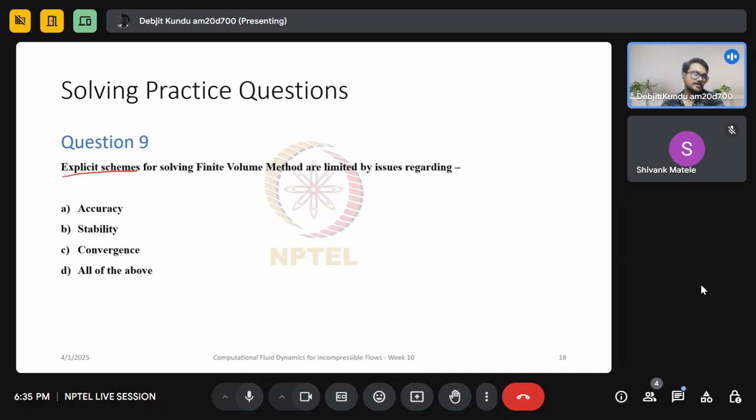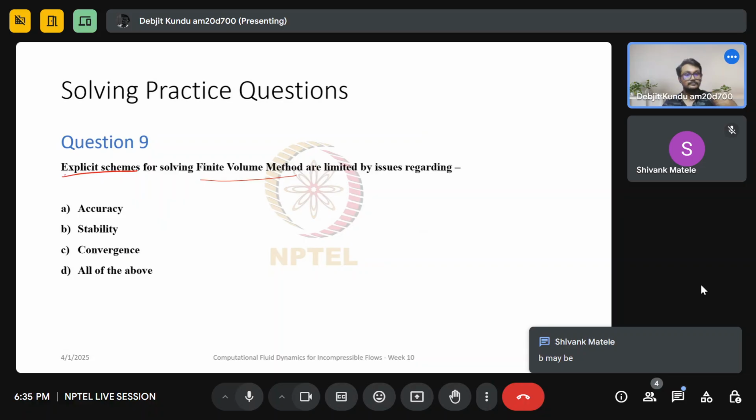This is actually general. I mean, it's not really for finite volume method only. It could be for finite difference methods as well. B, stability. Let's take a look at the solution. It is indeed B, stability.